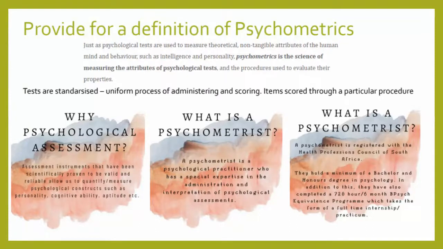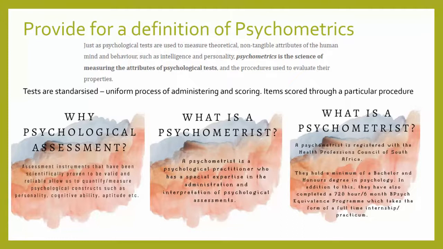So psychometrics is a science, and becoming a psychometrist is one of the things you can do when you study psychology and get an honors in psychology. So assessment instruments that have been scientifically proven to be valid and reliable allow us to quantify and measure psychological constructs such as cognitive ability, personality, aptitude, etc. And a psychometrist is a psychologist, using my words today, a psychological practitioner who has a special expertise in the administration and the interpretation of assessments.